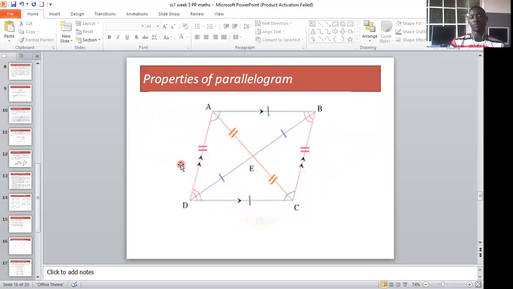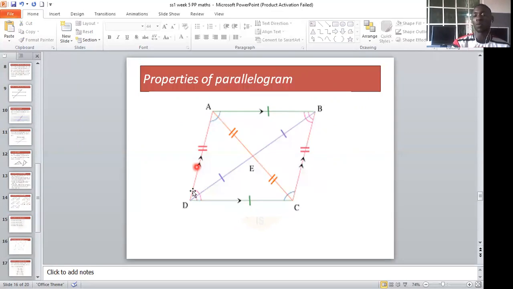Properties of a parallelogram. Opposite sides are equal. That is, AB is equal to CD. The side AB is opposite to the side CD, so they are equal, indicated with one slash, which shows that they are equal. AB is opposite to CD, and they are equal, while BC is opposite to AD, and they are also equal.